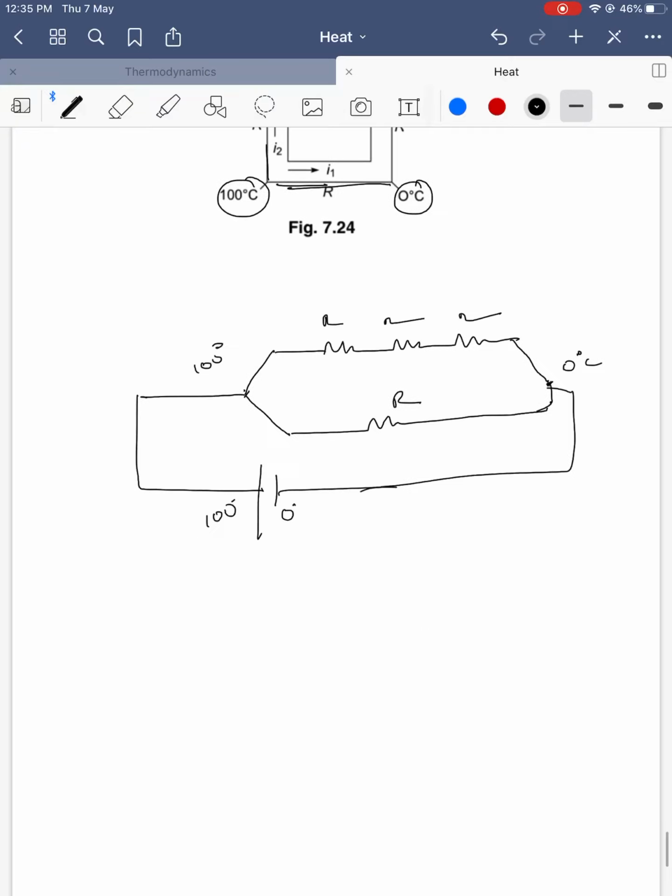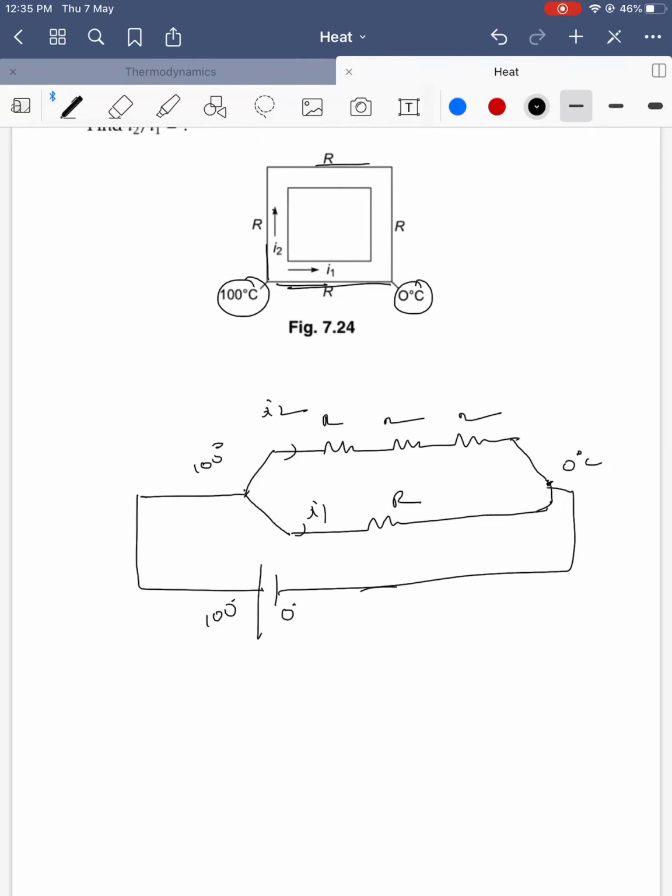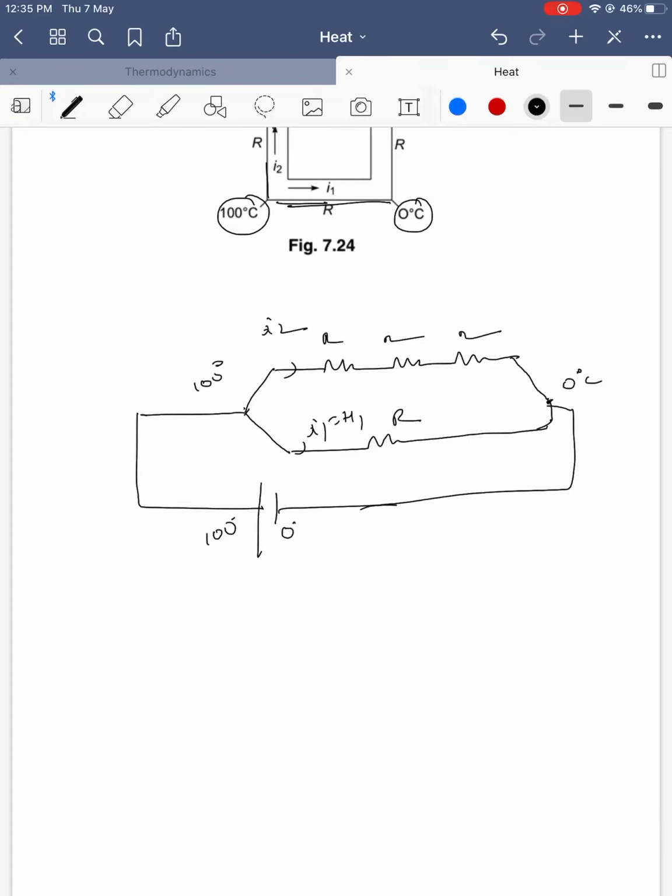Okay, so he is asking us what is the ratio of I2 to I1. I2 is this one and I1 is this. So calculate the I2 and I1 values. I is nothing but H, delta T by R. Delta T is 100, so I1 is 100 by R. In this case I2 is equal to 100 by 3R. So I2 by I1 is equal to 1 by 3. Simplify this and you will get the answer, 1 by 3.